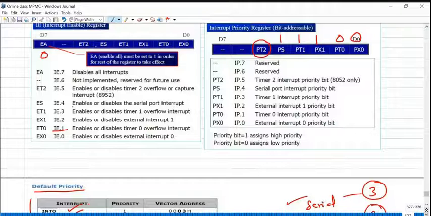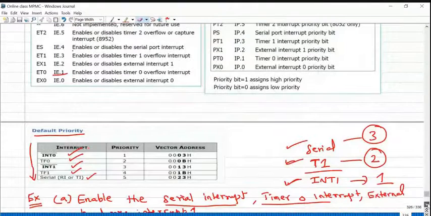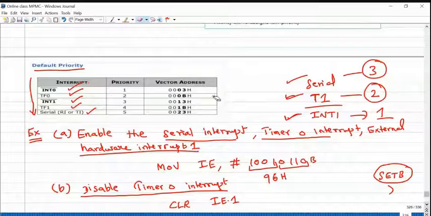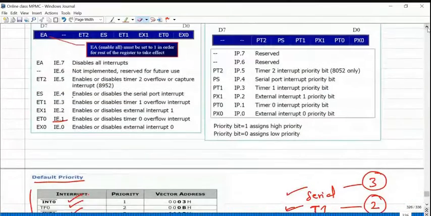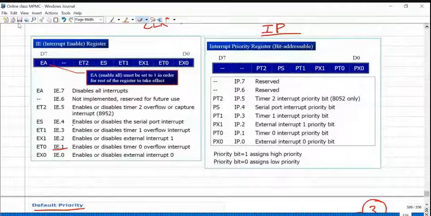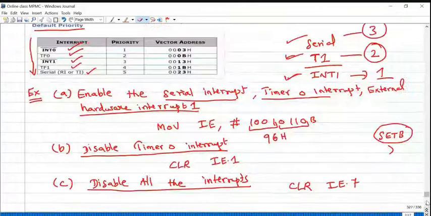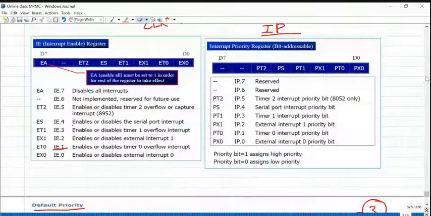If it is 0, everything will be disabled. Even though it is 1, we can disable the particular interrupt by making it 0. So that is the concept. Priority, I already told you. Default priority is available; this is the default priority. Apart from this, we may assign some priority for a particular interrupt. If we assign priority for more than one interrupt, then it follows the default priority level only, according to this table.